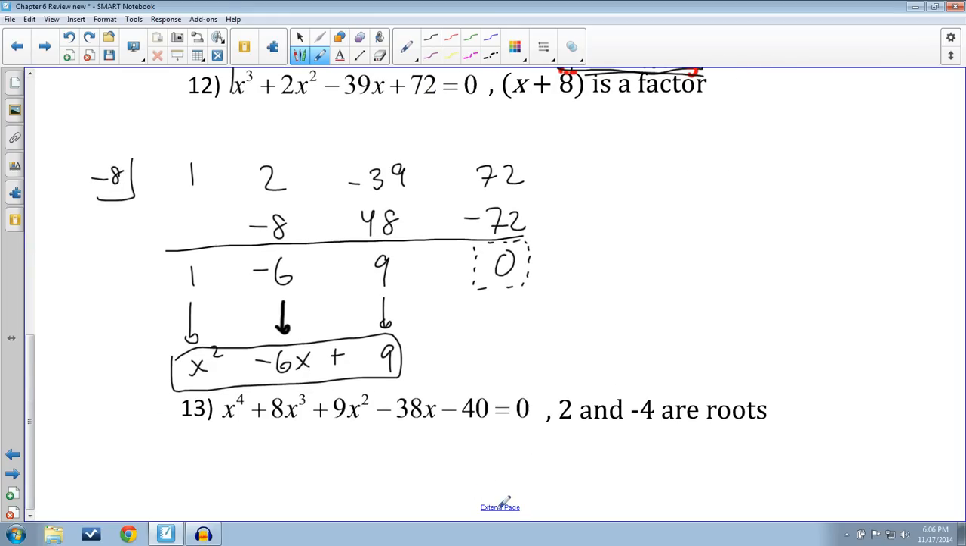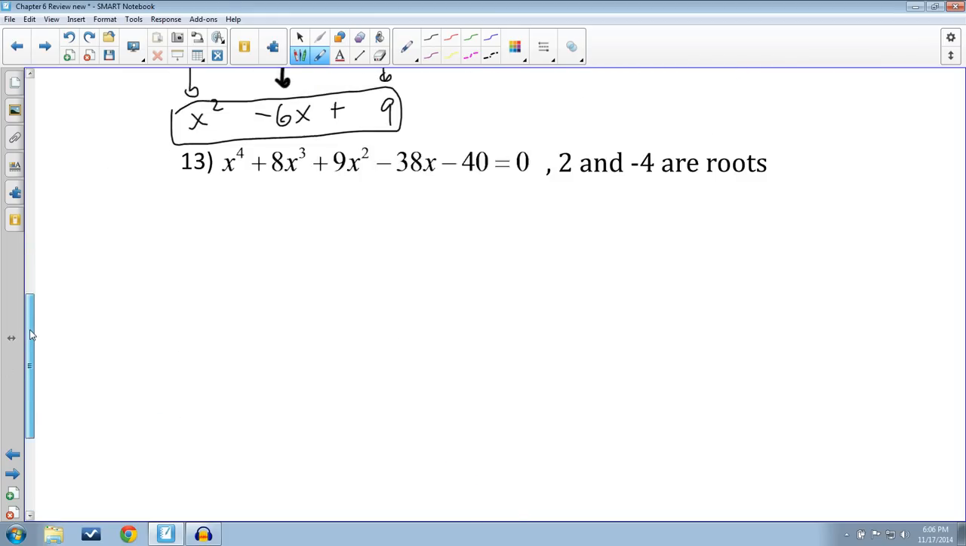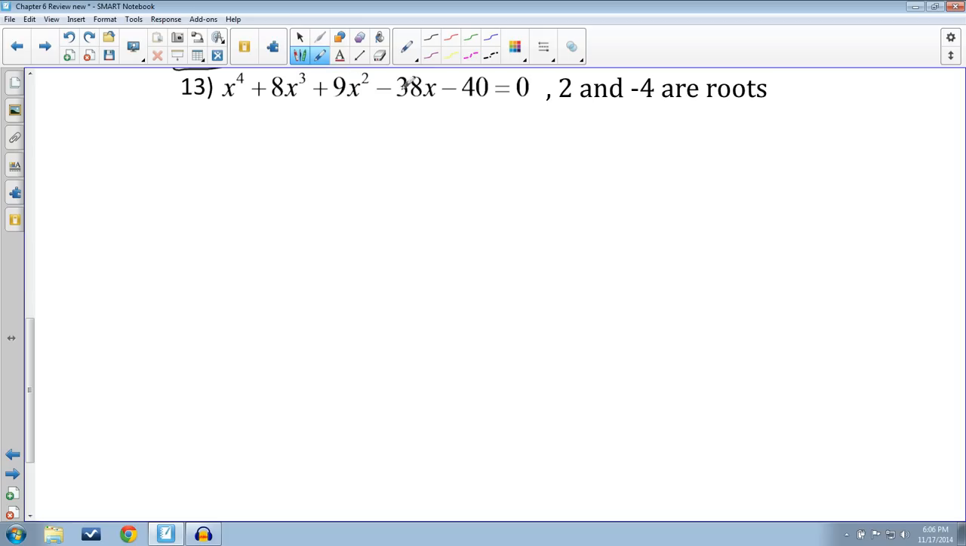Okay, number 13. I'm going to do this two different ways. x to the fourth plus 8x cubed plus 9x squared minus 38x minus 40 equals 0. 2 and negative 4 are roots. So you can do this one of two ways. Let's go the long and tedious long division way first.